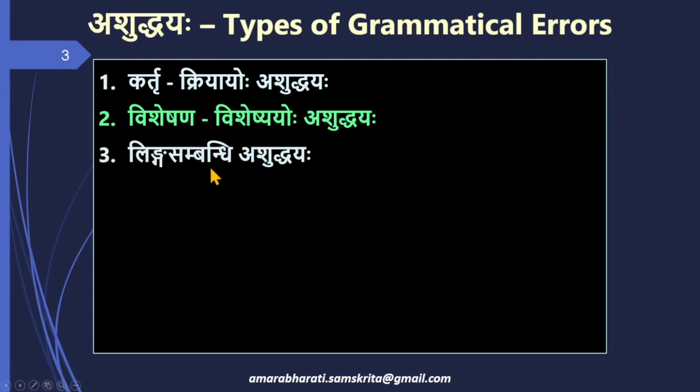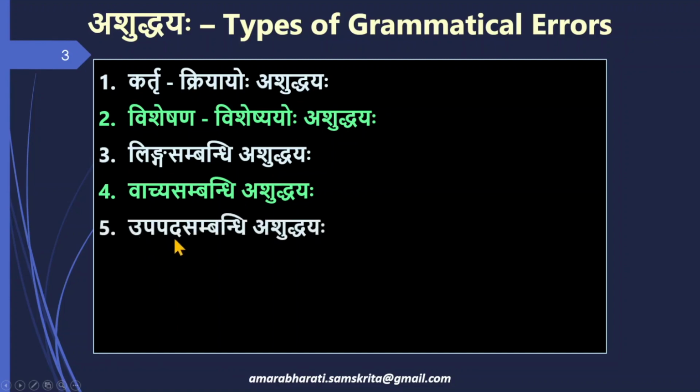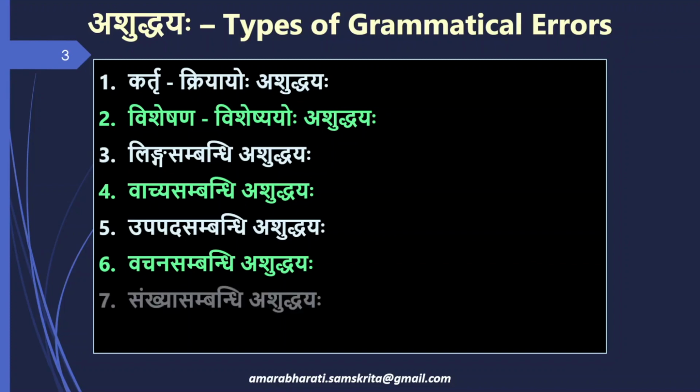Third is linga sambandhi ashuddhayaha. Those errors which are related to gender usage. Fourth one is vachya sambandhi ashuddhayaha, means those related to active voice, passive voice. Next, upapadasam ashuddhayaha, those related to the use of upapadavibhaktis. Vachanasam ashuddhayaha, so those related to singular, dual and plural, means ekavachanam, dvivachanam and bahuvachanam.